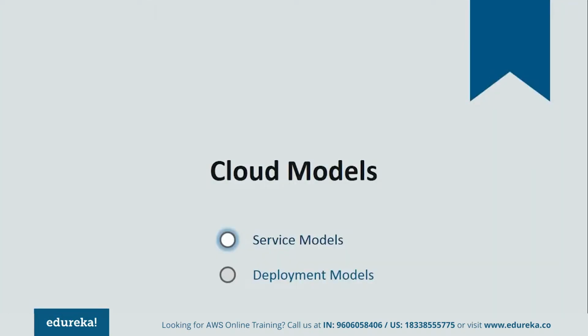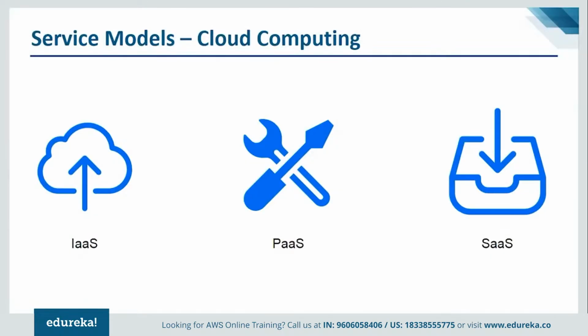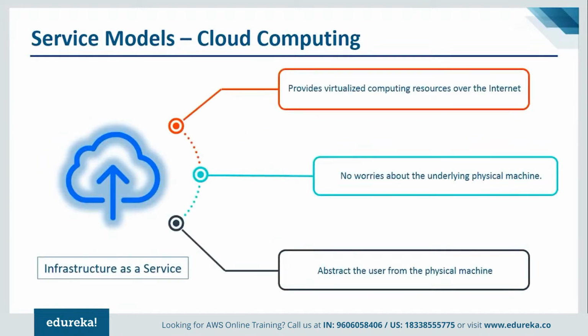First, let's discuss the service models. What are service models? You basically have three kinds of service models in cloud computing. You have infrastructure as a service, platform as a service, and software as a service. Let's discuss each of these. First, you have infrastructure as a service. When I say infrastructure as a service, imagine it like this.